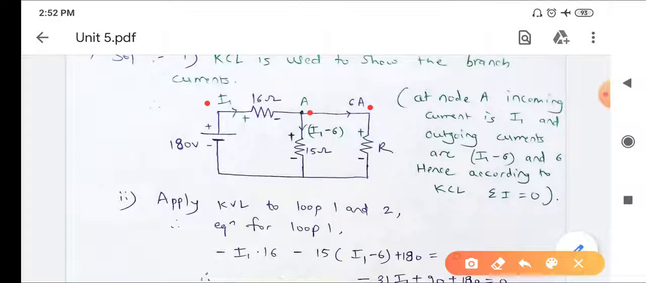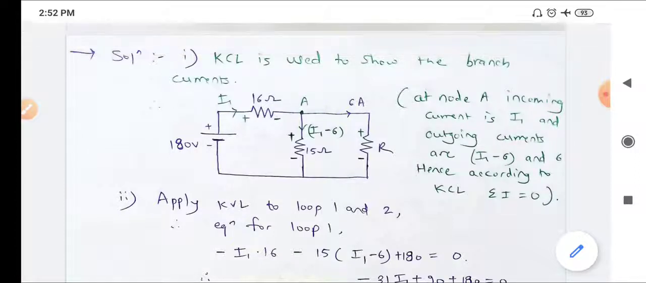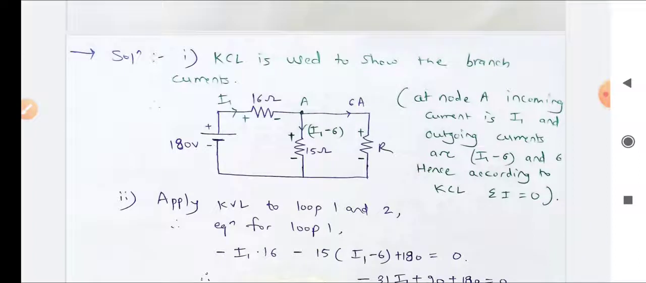So I1 gets distributed in 2 parts. So we will consider the second branch. The current for the second branch is I1 minus 6. Okay, so as we got all the currents which are flowing through each and every branch, now we are going to give sign conventions.